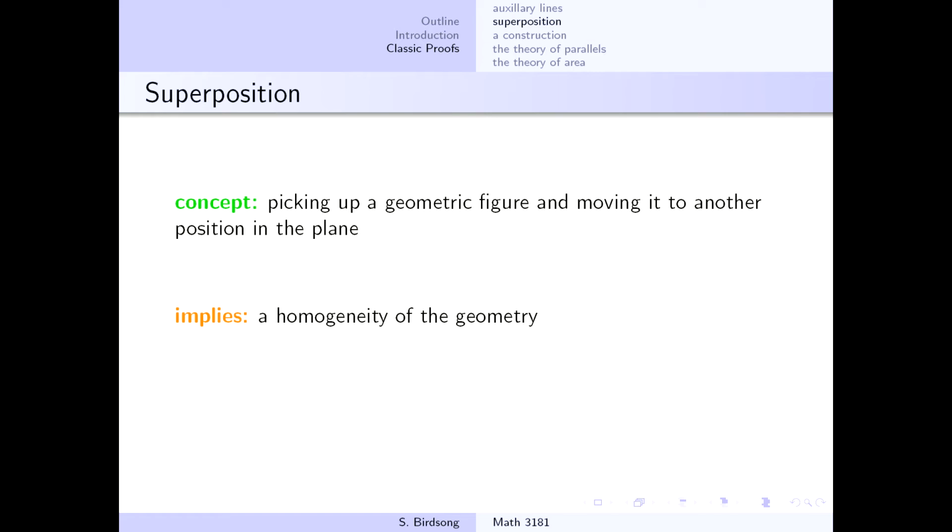So what this concept of being able to use superposition means is that there's something called a homogeneity of your geometry. And homogeneity is just talking about that the geometry acts the same wherever you're at in your plane, if you're in a two-dimensional geometry.